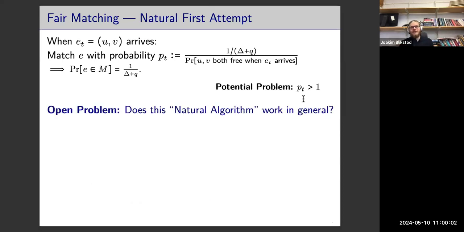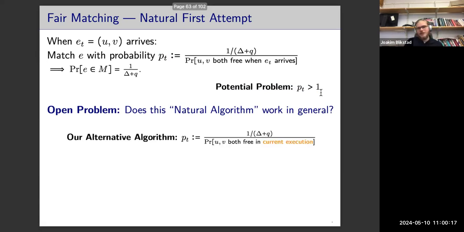But I like this very natural algorithm, and it's open whether it works in general. No one knows, there's no counterexample to it. Maybe we just don't have the right tools to analyze why this potential problem never happens in a general graph. Okay, but I will suggest an alternative algorithm, which I think is equally natural, where we can actually solve this potential problem and have tools to analyze that it's at most one.